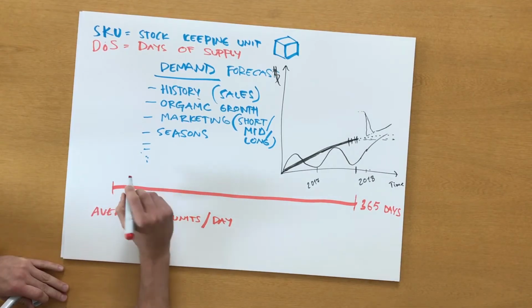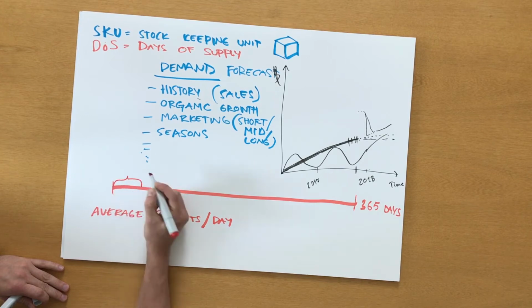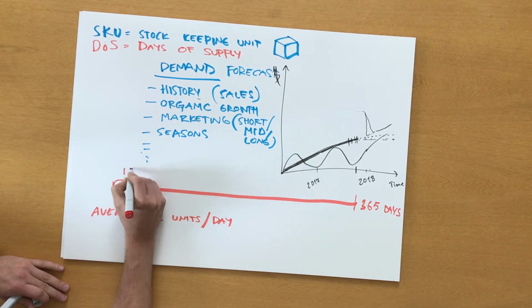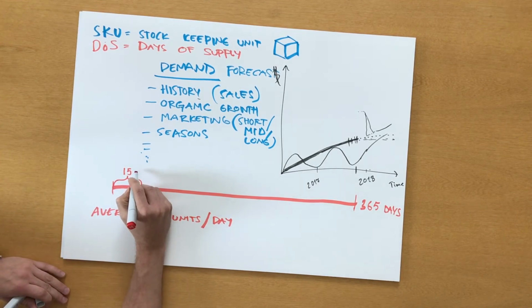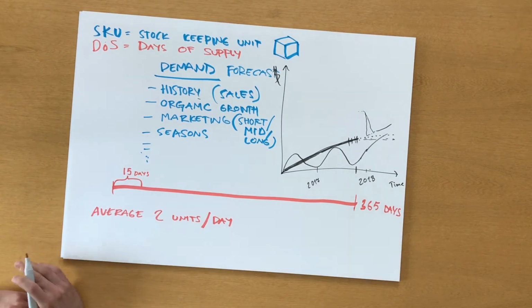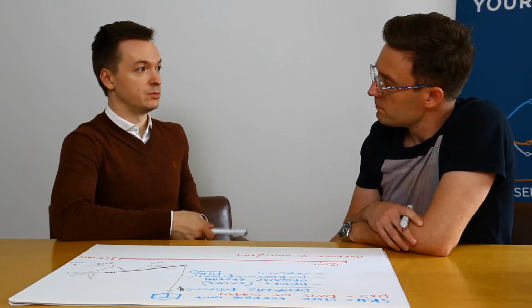Okay, so let's put here 15. 15 days. So let's say that this would be, it's not probably in relation, but let's say that it's 15. Do we put DOS here? Yeah, sure. Or you can just write days, because we're talking about days. Okay. 15 days. 15 days of supply. Yep. So in 15 days your 30 units will be 0.